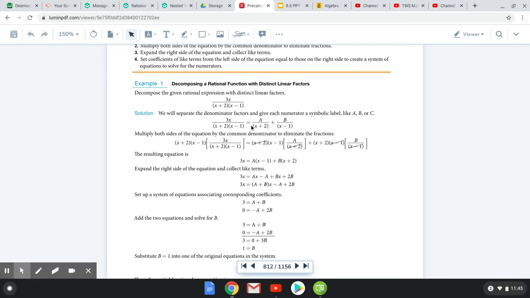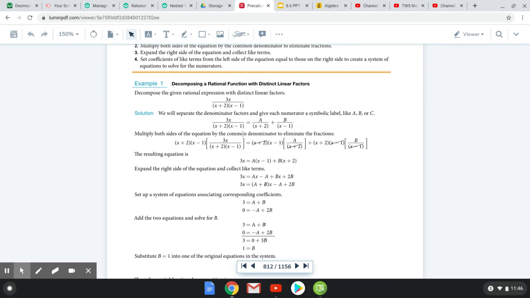But for when none of them are repeated, you're going to have a fraction for each factor. And then in the numerators, you're just going to put generic letters. So A, B, C, D, however many fractions you have. Here we have two fractions, so we have A and B, and our goal is to find out what A and B would make this a true statement, right? Would make these equal to each other. So we're taking one fraction and splitting it up into multiple fractions.